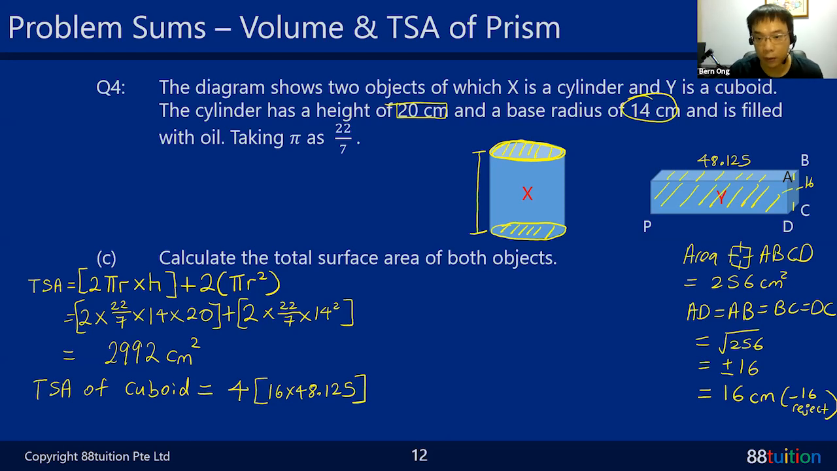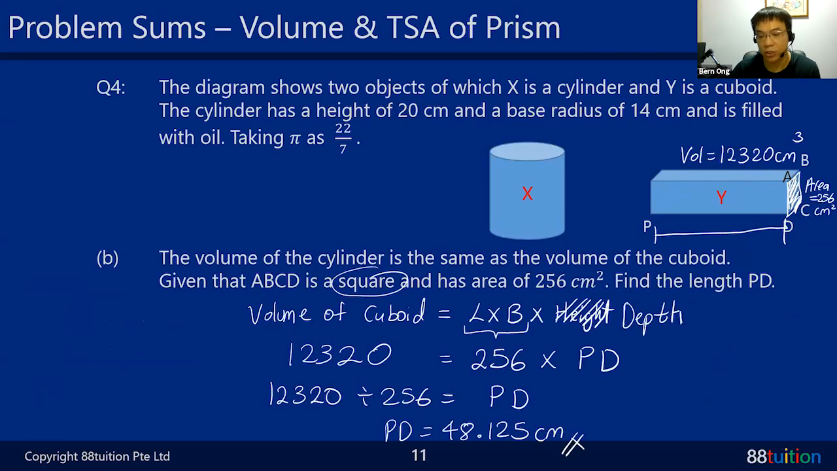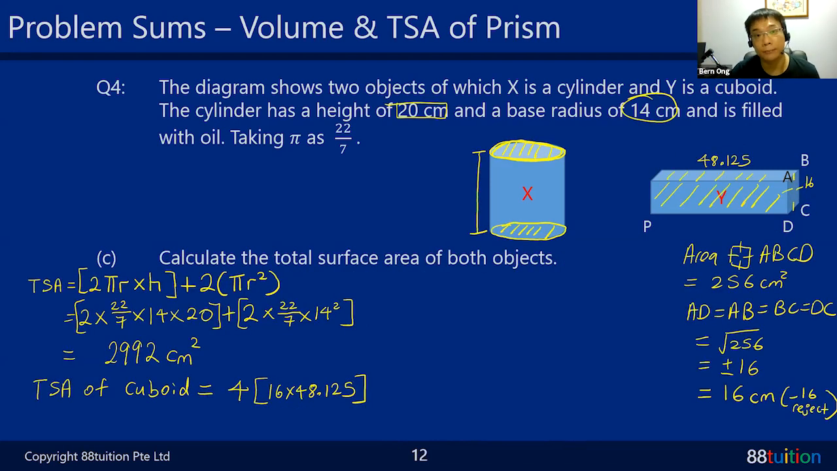Where do I get the 48.125? It's actually from the previous question, PD. PD is the long one, 48.125. As I say, all the questions are linked. So this one is the sides plus what? Plus the front and the back. In front is 256. At the back is also 256. That's the area. So you can do it like that also.